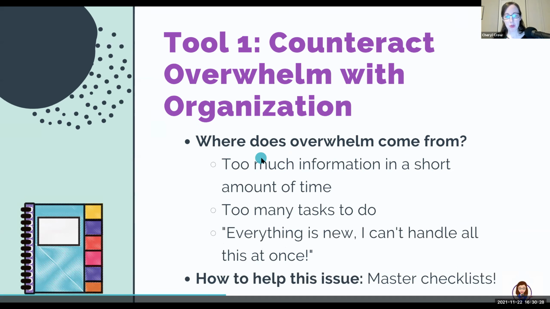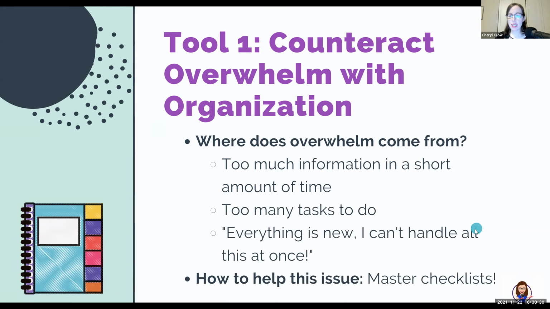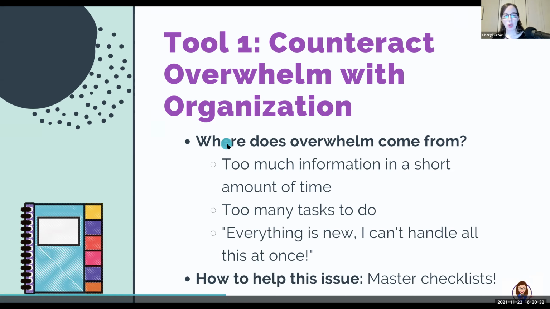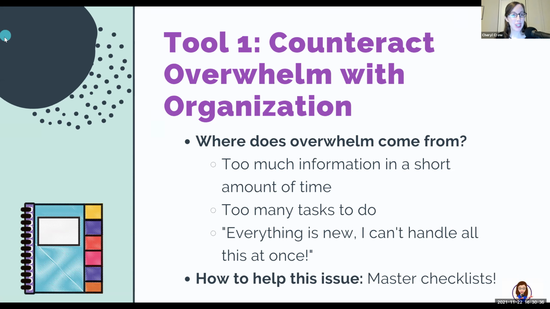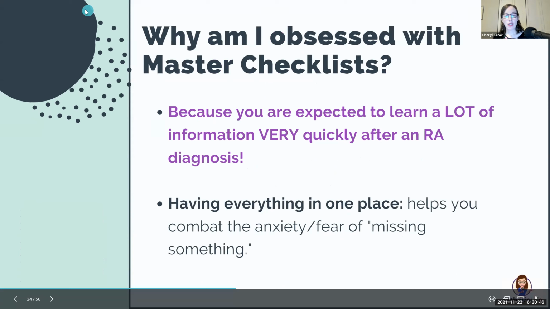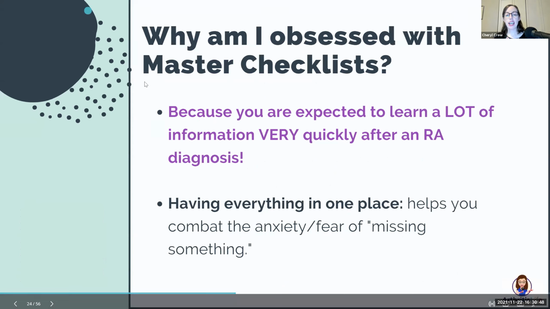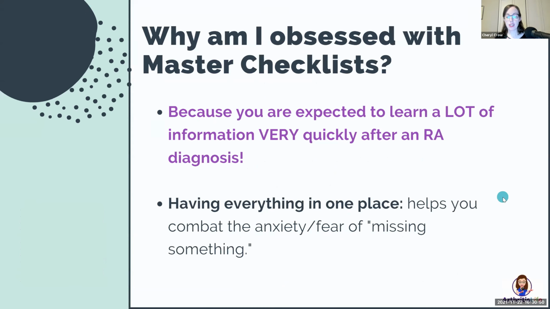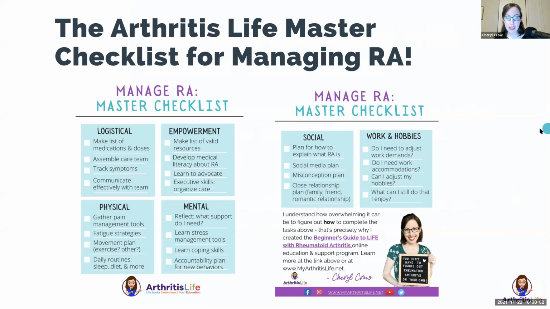You might be overwhelmed from just too much information, too many tasks. So one of the things I like to do is use checklists. There's literally a book written by a doctor called The Checklist Manifesto. Has anyone else read this? It's a good book, and it's all about how important checklists are. I'm kind of a checklist freak. There's a lot of information to learn after an RA diagnosis, so having all the information in one place can be really helpful.